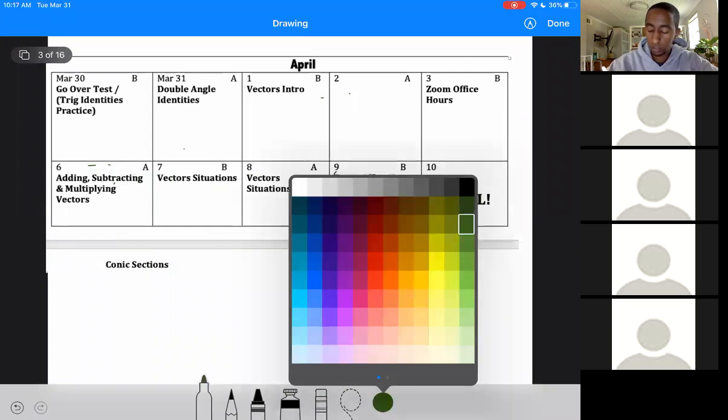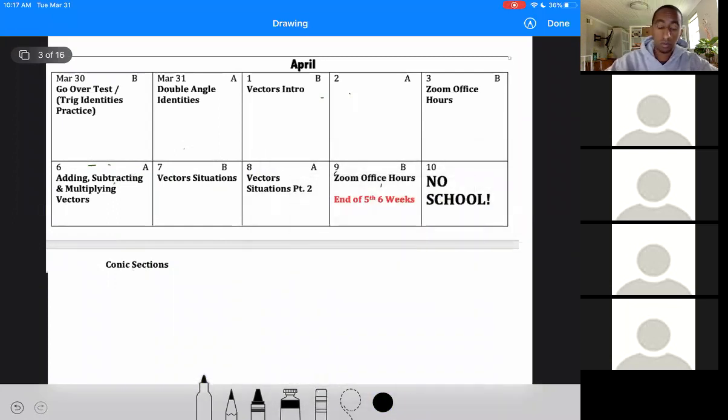Also, I thought it'd be good to give you a little bit of a break. So today we'll close out identities. This is the end of the unit on trig identities. Then we'll start a new unit on vectors starting Wednesday. And I'm going to give you a break on Thursday, so Thursday will be no class. Any objections? Barring none, we won't have a Zoom session on Thursday.